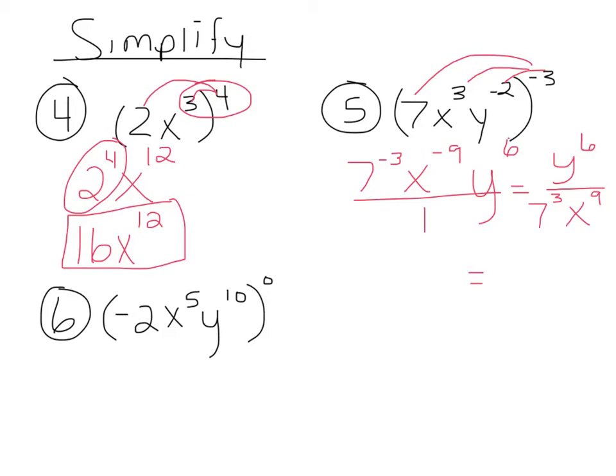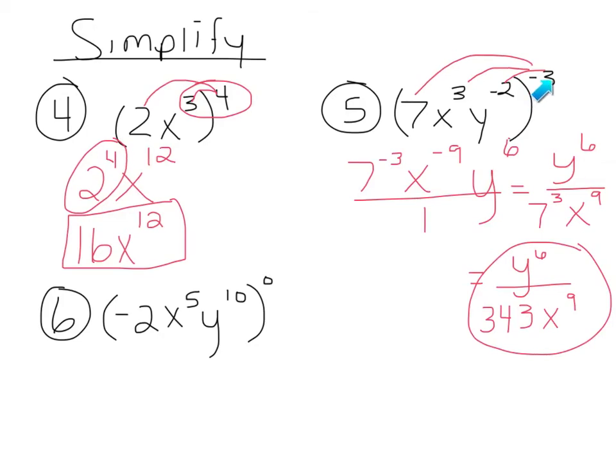The last step here would be to simplify 7 to the third power. So 7 times 7 times 7. And you get y to the 6th power on top, 343 x to the 9th on the bottom. Okay, so once again, all we did here was distribute this exponent negative 3 to all three things inside the parentheses, and then just start moving our negative exponents. So the 7 to the negative third had to go on the bottom, x to the negative ninth had to go on the bottom. All right, number 6 here, everything is raised to the 0 power, so it's just equal to 1.